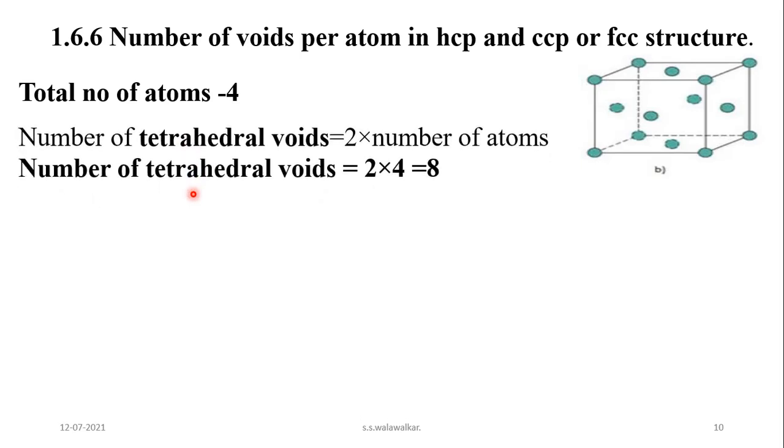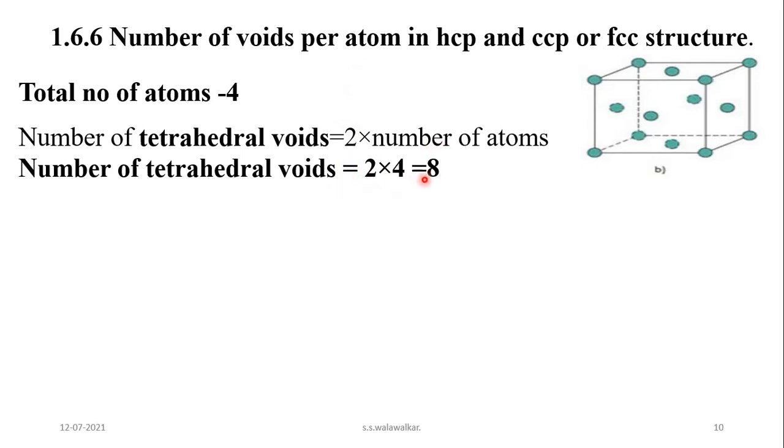Now we will see the tetrahedral voids. Now you know the relation, the number of tetrahedral voids is equal to 2 into the number of atoms. So the number of tetrahedral voids in the FCC structure is equal to 2 into the number of atoms, which is 4.